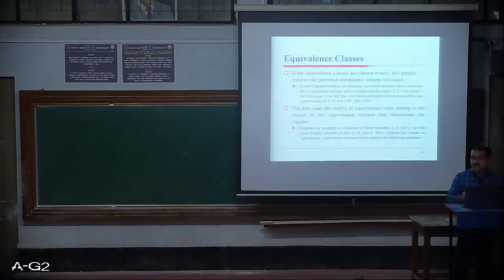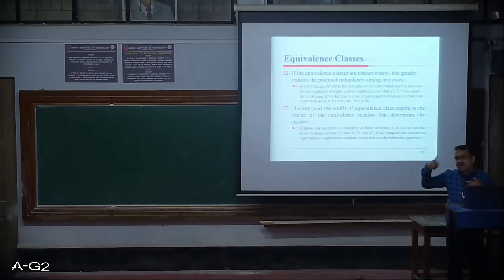So if the equivalence classes are actually chosen, they are from some common subsets which have some commonality between the elements. So when we pick up one element from there, it represents the entire subset. And then we pick another value from another subset. So definitely the redundancy will not be there. It basically reduces redundancy.